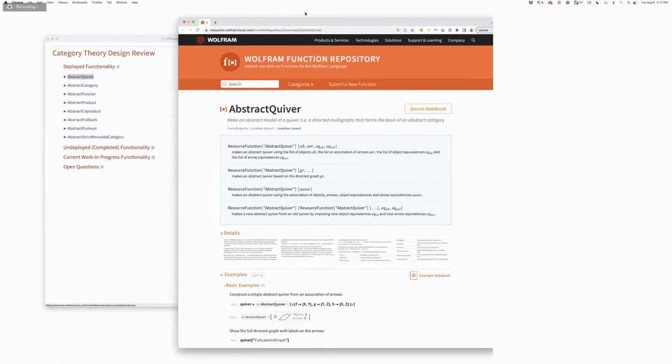Okay, hi everyone. We are doing a design review or discussion about category theory and its implementation in Wolfram Language. Jonathan has been doing a bunch of work on this, and this is his notebook. Oh my gosh, abstract quiver. Do I really start here? What? I tried to go in a vaguely conceptual order.